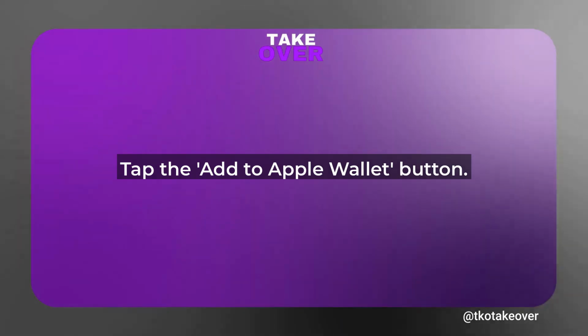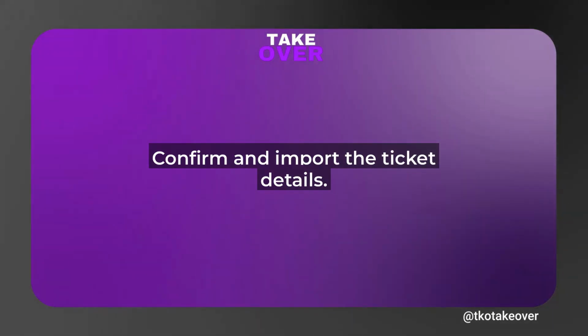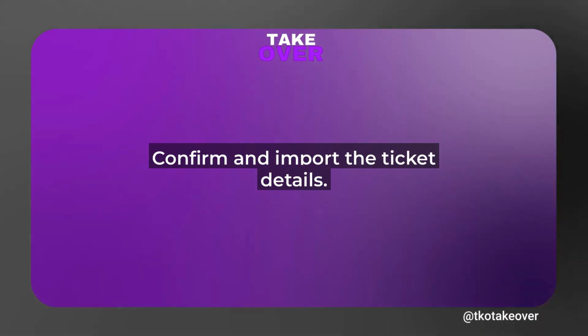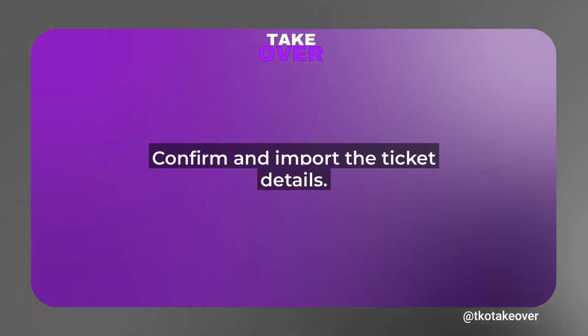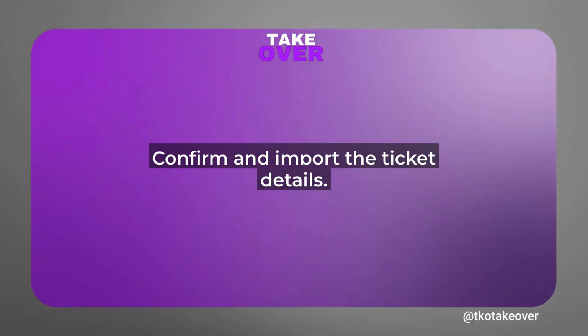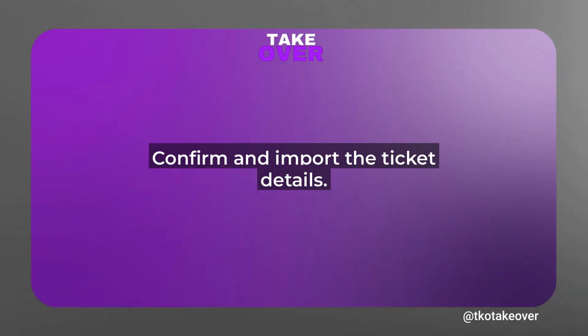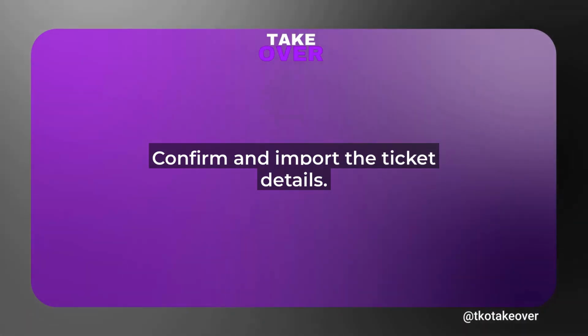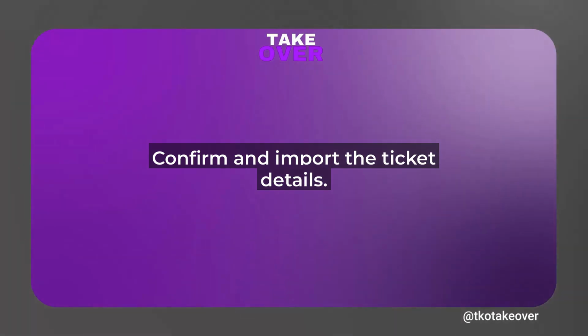You'll see a preview of the ticket, including details like the event name, date, time, and venue. Go ahead and tap Add to import it into your wallet app. If you're prompted for any permissions, like access to your location or notifications, grant them to avoid issues.